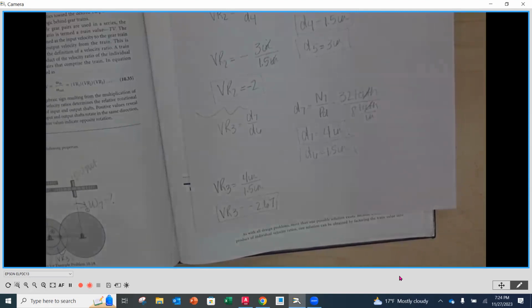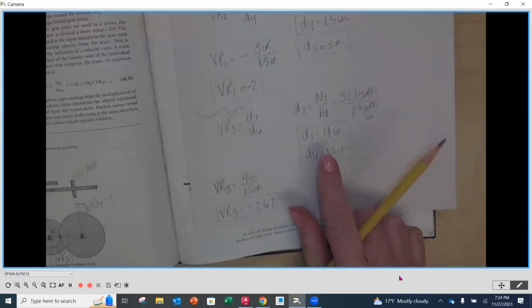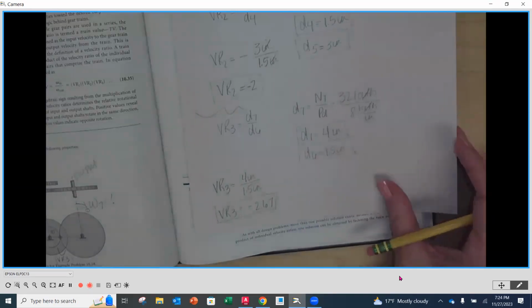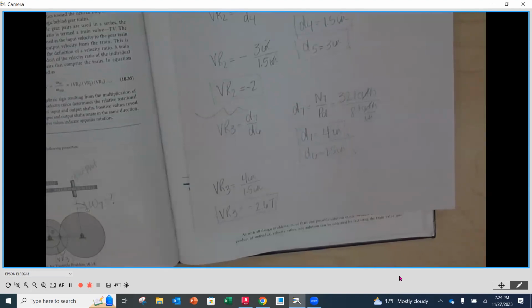So you should have a velocity ratio of negative 2.67 for that last one. Is that what you got? And then a pitch diameter of 4 for gear number 7. Okay. All right.